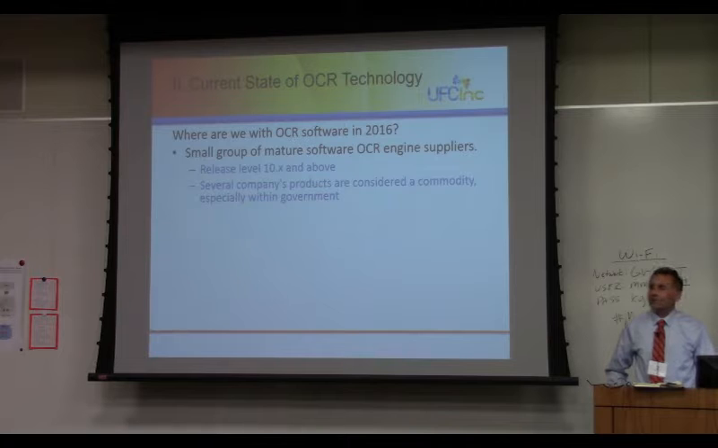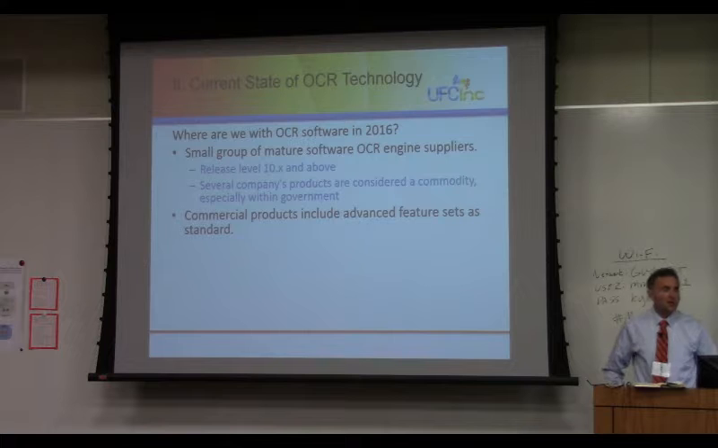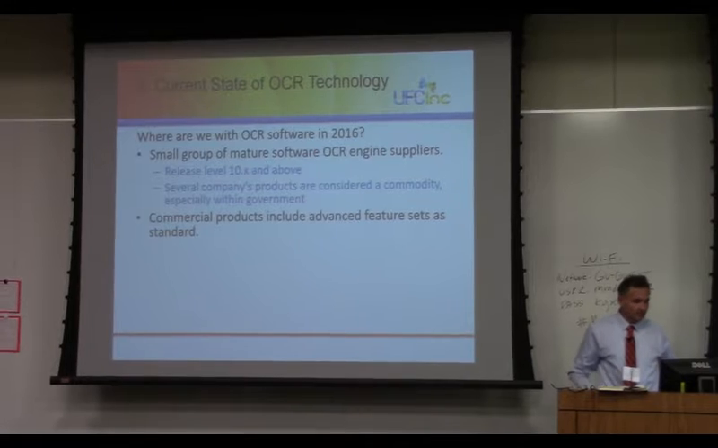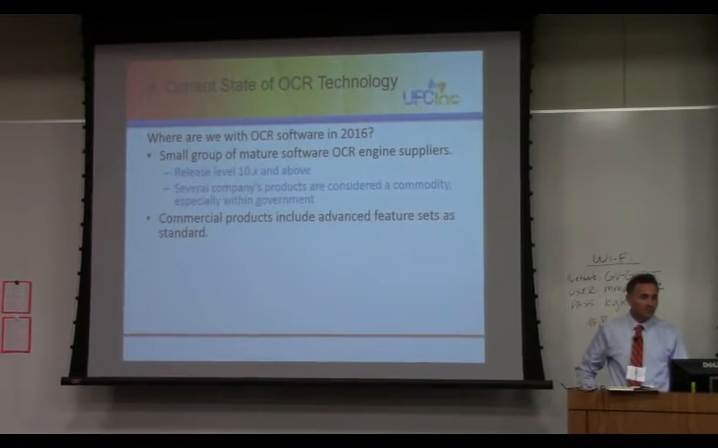I would say that several of these products are considered a commodity, terms like Kofax, ABBYY, Nuance, if you ever used PaperPort, OmniPage. And that's especially the case within government. Many times government and even universities will have schedules, and they will look at these things as commodities, and they'll just buy them as commodities usually throughout the company.